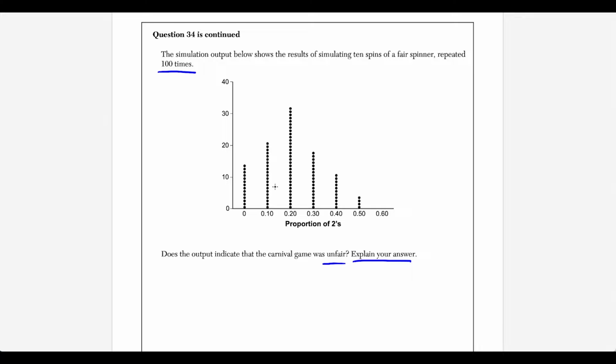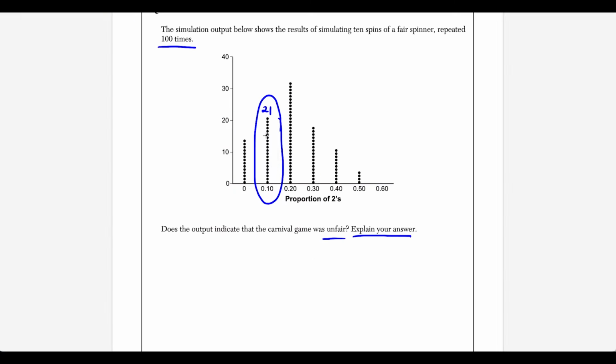But with Joette, she had the 2 show up 1/10 of the time. So this is the column we should be focusing on based on what Joette was complaining about. So let's actually take the time to count these dots. I didn't want you to sit there and listen to me count to 21, but I promise you there are 21 dots here. And what this tells us, since the simulation ran 100 times, is that 21% of the time, the 2s showed up 1 out of 10 times. So this tells us that the carnival game was fair because 21% is not unusual.